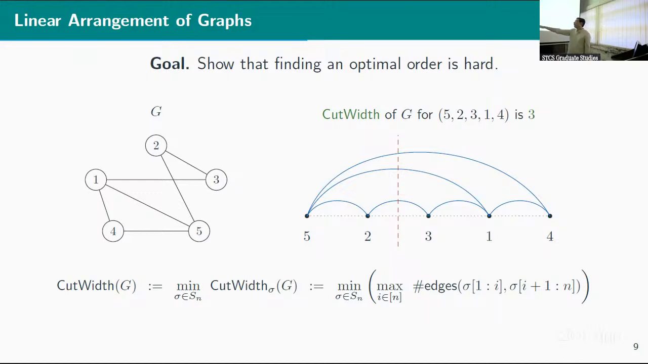So given a graph, you are supposed to find out what is the optimal order, or you can ask for a decision problem: does it have a linear arrangement in which the cut width is smaller than some parameter? Right? Is the problem clear? Okay. So yeah, you can probably already see the similarities, right? But let me just make it very explicit.